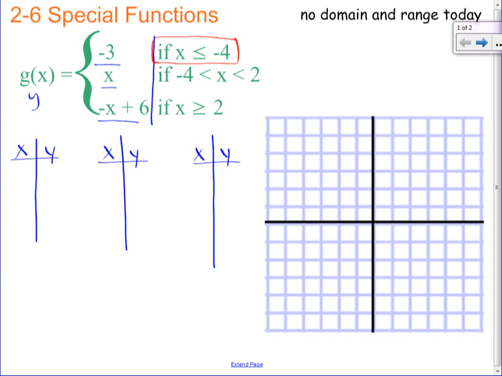Okay, so it says if x is less than or equal to -4. Okay, so we have to use the number that's given to us always. So we've got -4. What's two more numbers that would fall into that range? -7. Okay, you just need to have 3.